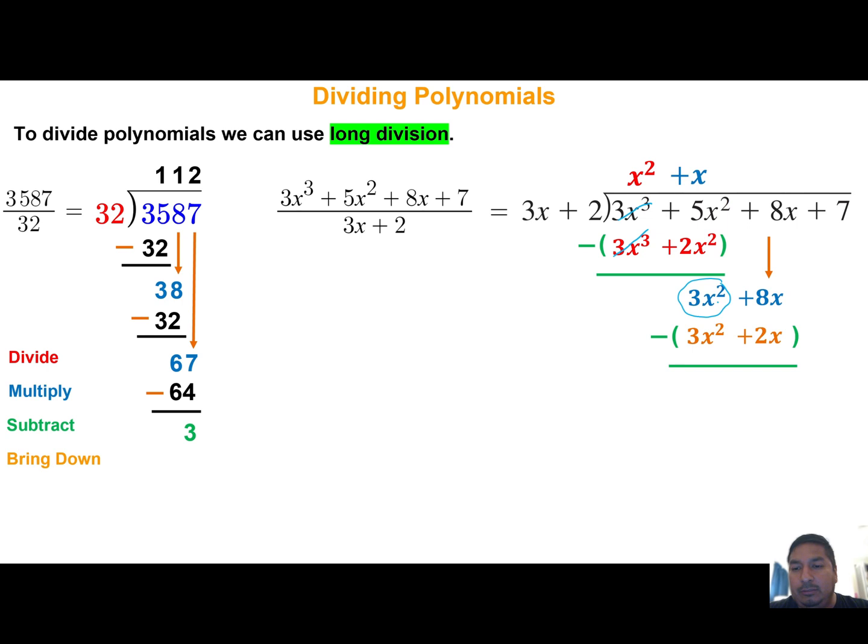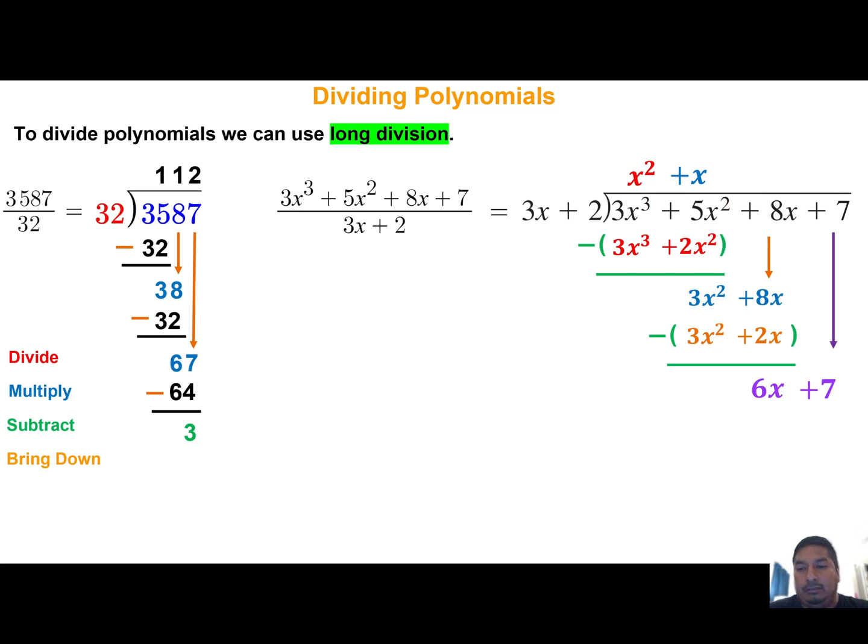So we have 3x squared take away 3x squared. Again, they should match because now they eliminate each other. So these go away. And then we have 8x take away 2x. 8x take away 2x is going to give us 6x. Now that's the subtraction part. Now we bring down the 7. And we divide once again.